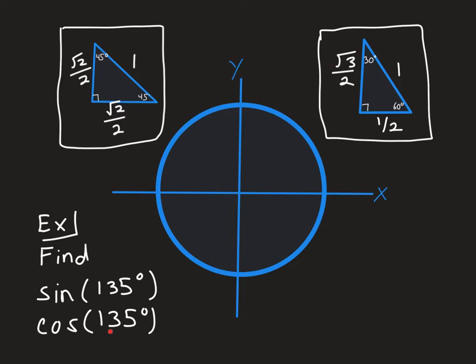So here's our example where I want to find, first of all, the sine of 135 and then the cosine of 135. So 135 is the degree that we're talking about, and that's the first thing I'm going to focus on.